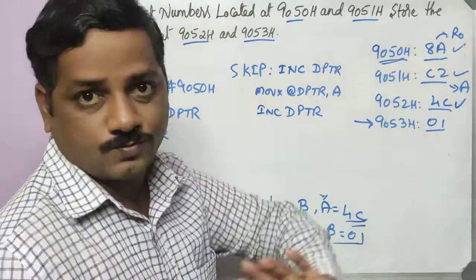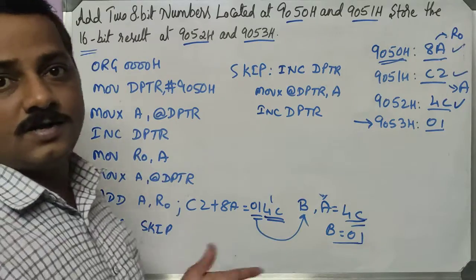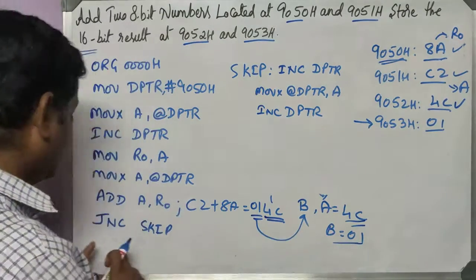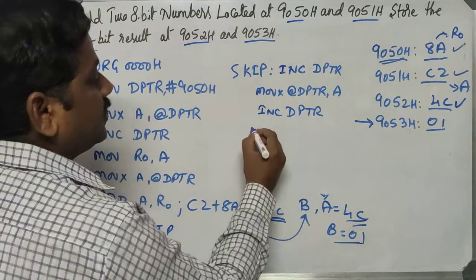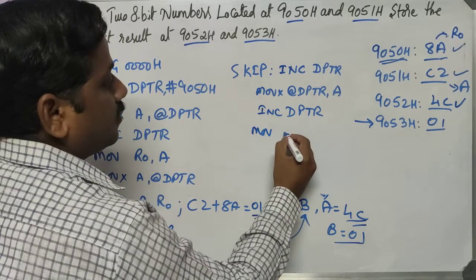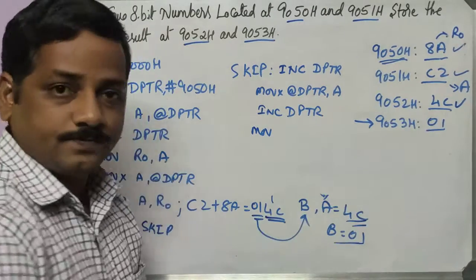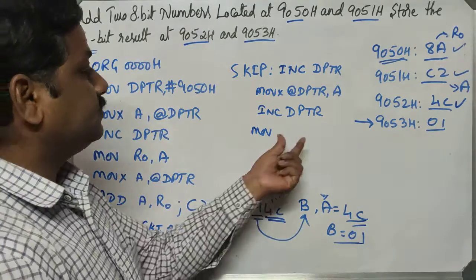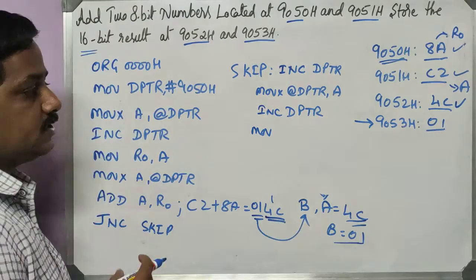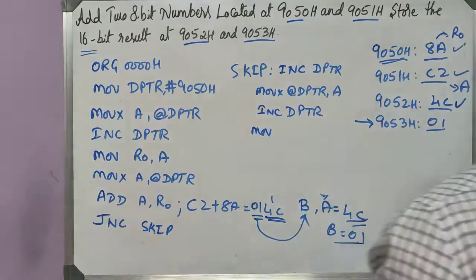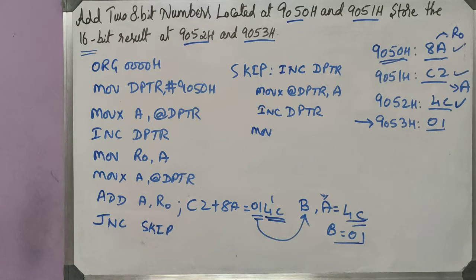Now after incrementing, see what we need to put here. If there is a carry, I should put 1. If there is no carry, I should put 0. So if there is no carry, what should I put here? I should move this content as 0. So how to get that 0? Let me tell you. To get that 0 and to get that 1, what we can do here is, first let me assign that 0 to any one register.